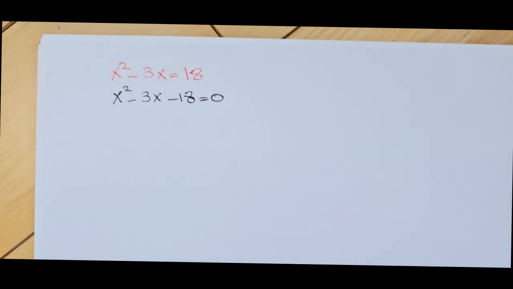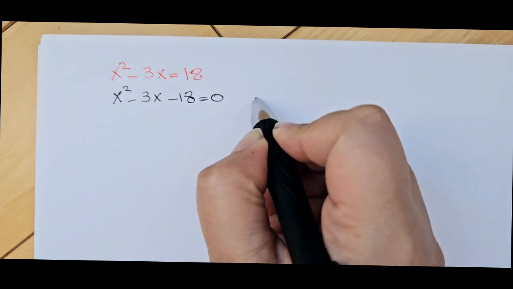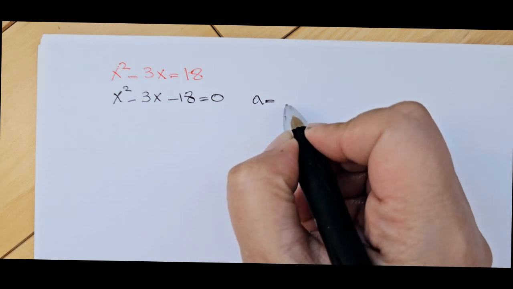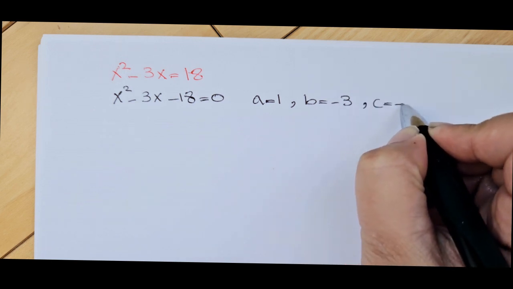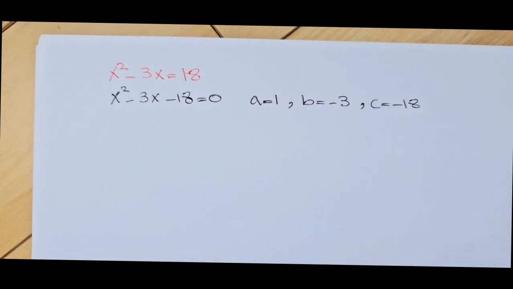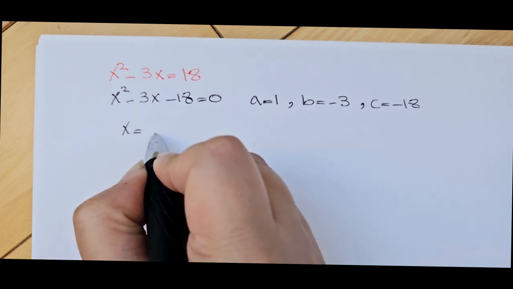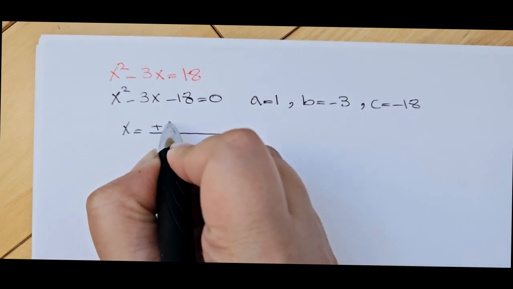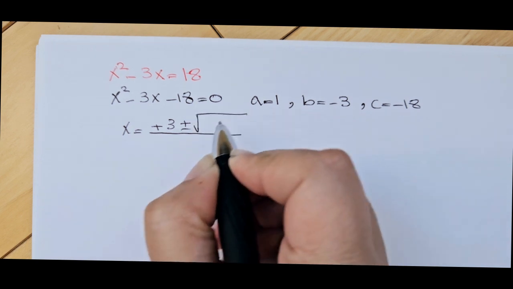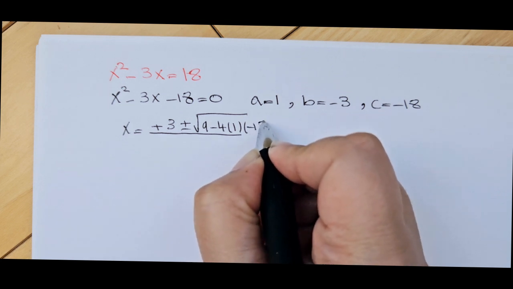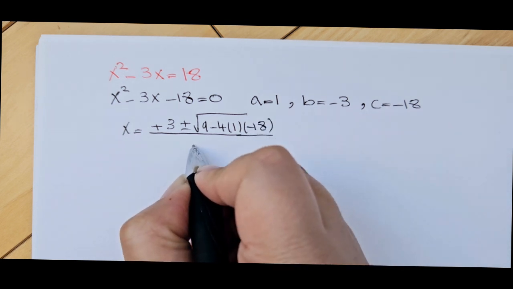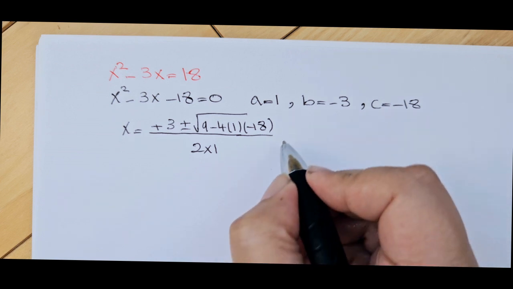What I always prefer, personally, is to use the quadratic formula. As I just mentioned, when you want to use the quadratic formula, you have to identify A, B, C. A is 1, B is negative 3, C is negative 18. So you have A, B, C. Next step is just to substitute. Negative B is plus 3, plus and minus the square root of B squared, which is 9, minus 4 times A times C, negative 18, right? 2 times A on the denominator.